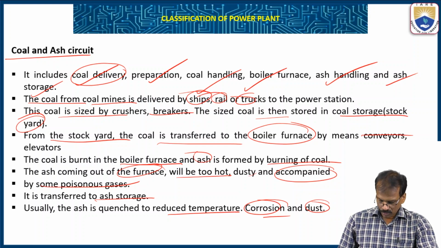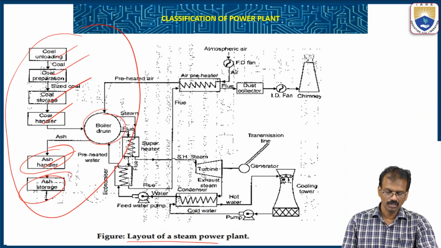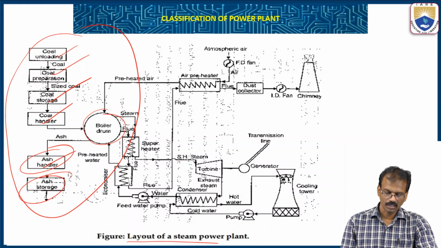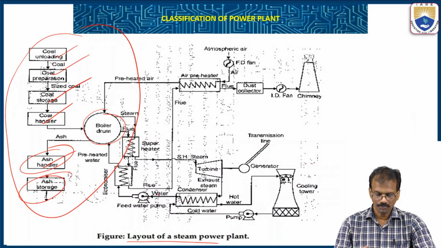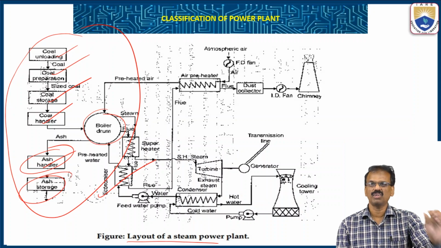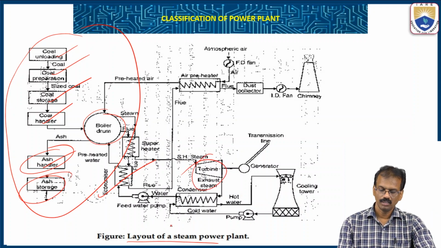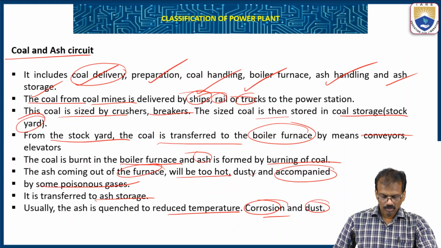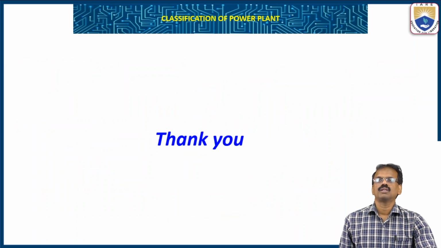In the next class, I would like to explain the complete layout of the steam power plant. What is the condition of steam generation, what is the importance of the economizers and the preheaters, what is the importance of turbines, and next, condensation. We'll see in the next class. I want to stop here. Thank you for listening to this class. In the next class we'll continue this.